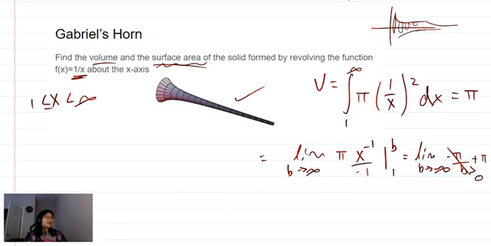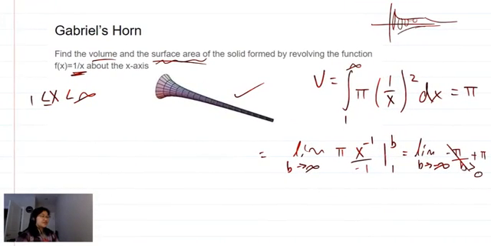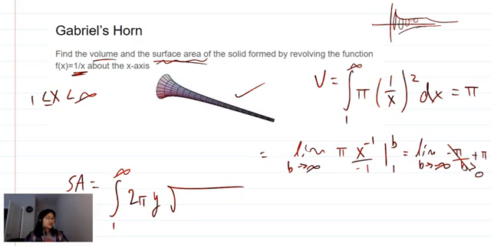What about the surface area? How do we find the surface area? So in order to find surface area, what do we need? We need the integral for surface area, from 1 to infinity of 2 pi times our function, which is 1 over x, but we're revolving around the x-axis, so we need this in terms of our y value, times the square root of 1 plus, and what's y prime?